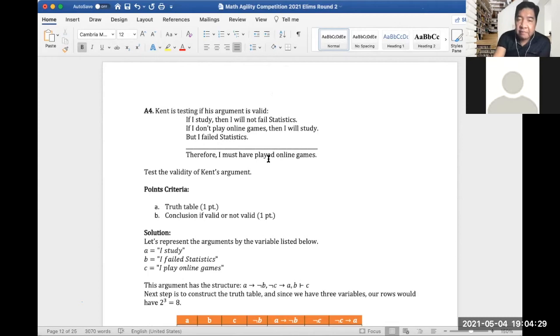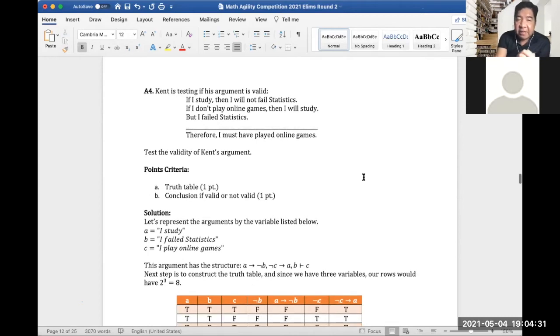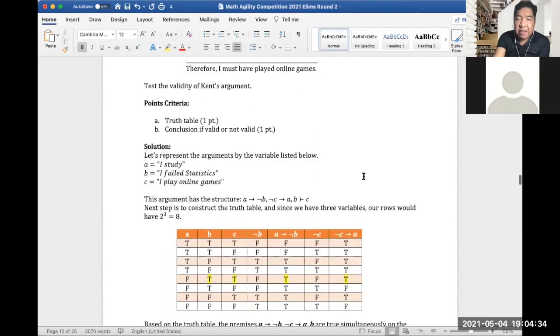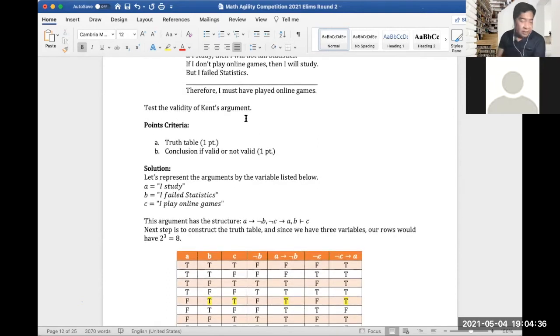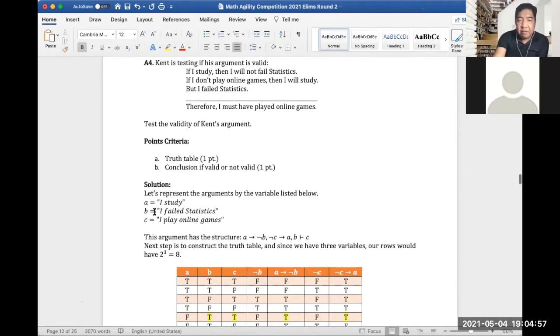So we're going to test if Kent's argument is valid. It is required that we write the truth table, that's 1 point. And then we have to write our conclusion if it is valid or not valid based on our truth table. So first things first, let's represent our argument by the variables listed. Let's say the variable A is I study, and then B is I failed statistics, and C equals I play online games.